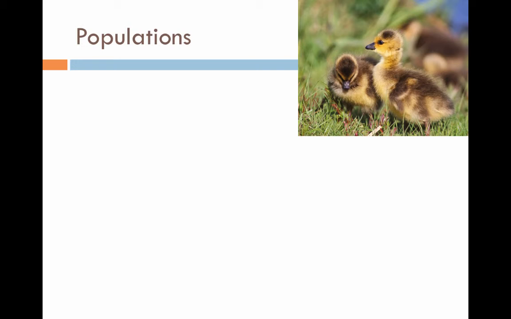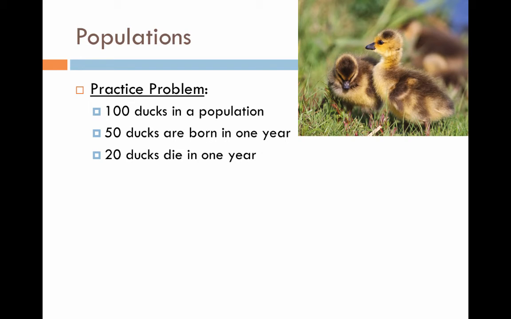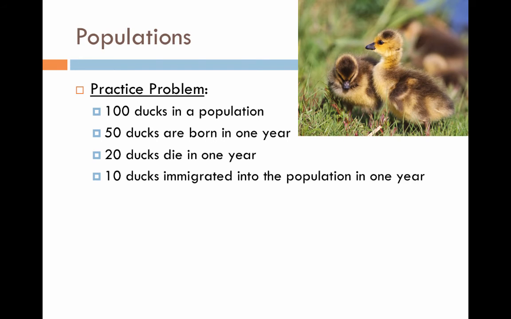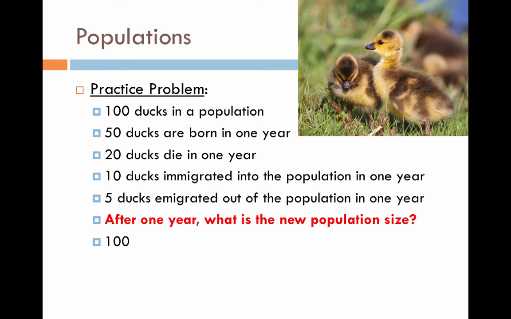So let's try a practice problem with all of those variables. Let's pretend that there are 100 ducks in a population. In 1 year, 50 ducks are born. That's the birth rate. In 1 year, 20 ducks die. That's the death rate. Also, 10 ducks immigrated into the population and 5 ducks emigrated out of the population. After 1 year, what is the new population size? Well, we start with 100 ducks. 50 were born, 20 die. 10 came into the population, 5 left the population. Therefore, the new population after 1 year is 135 ducks.